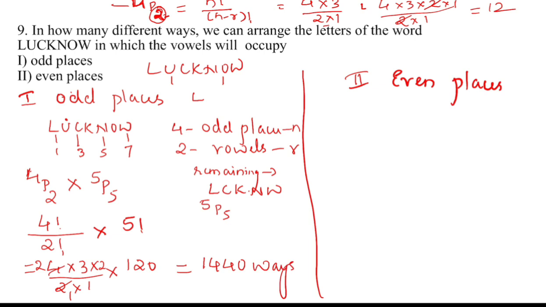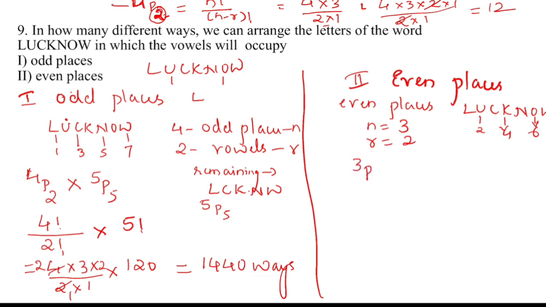Then in even places. So even places are how many here? In the word Lucknow, even places are 2, 4, 6. 3 places are there. 3 even places and 2 vowels. So these can be arranged in 3P2 ways, into remaining, how many? 5 letters are there, and 5 letters in 5 places we can arrange in 5P5 ways.